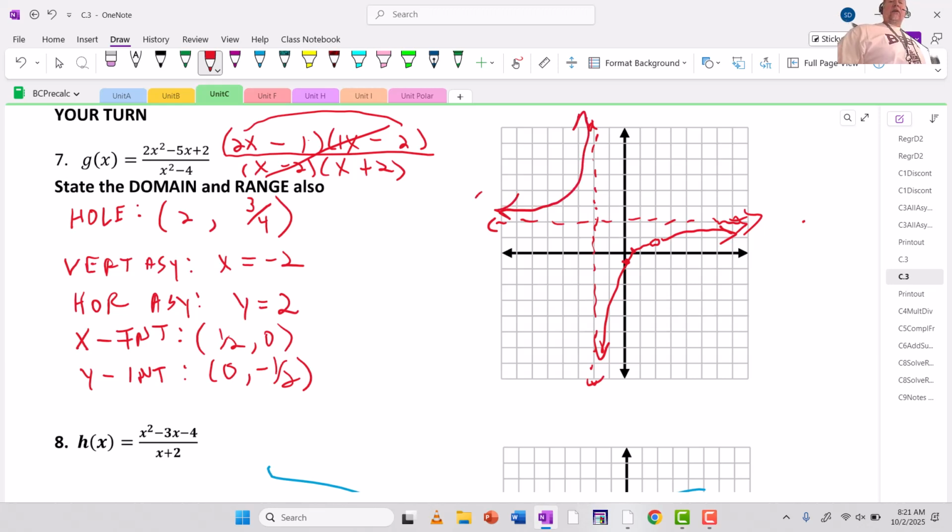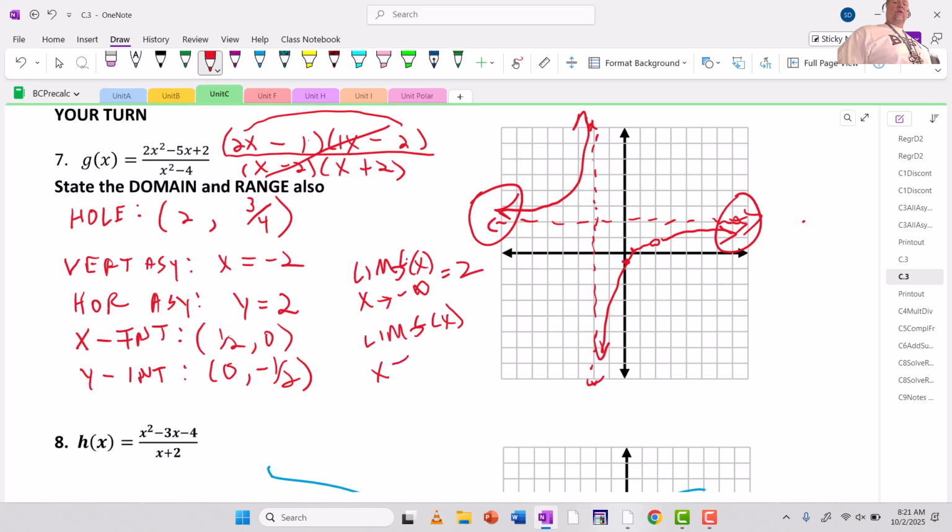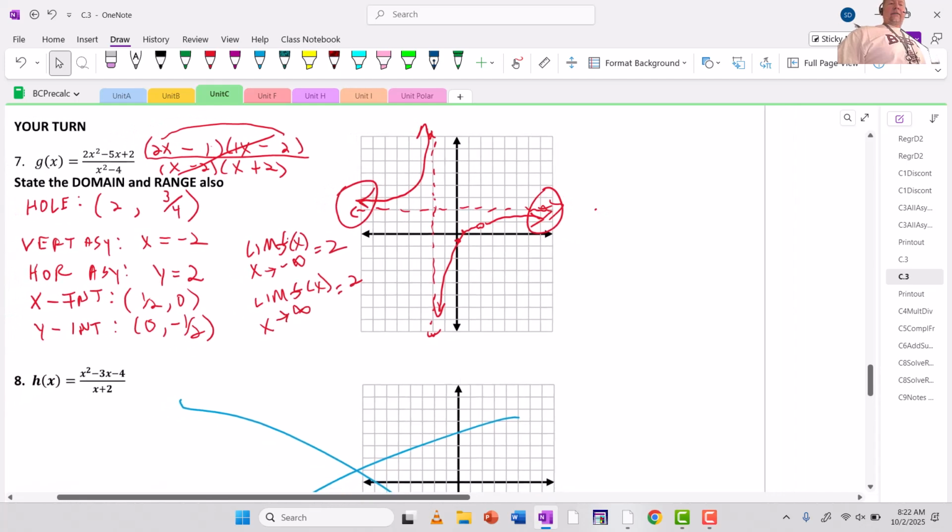All right, and then our limits for end behavior: we're approaching that horizontal asymptote at 2. I'll write this one down since I skipped some other ones, and we'll end the movie. As x goes to negative infinity, we go to 2. As x goes to positive infinity, we go to 2. And then I guess I will do domain and range. I'll throw that to the right.